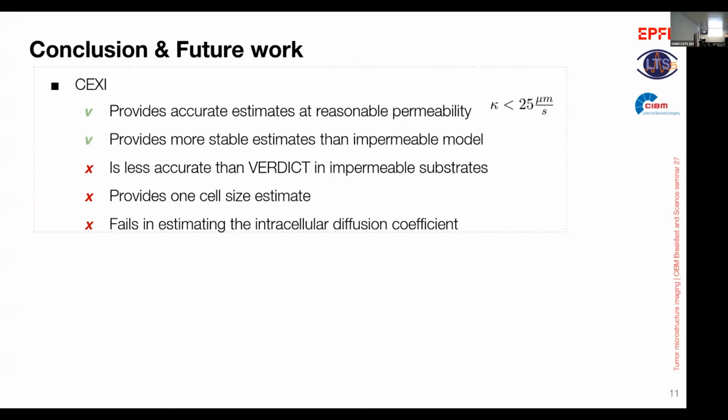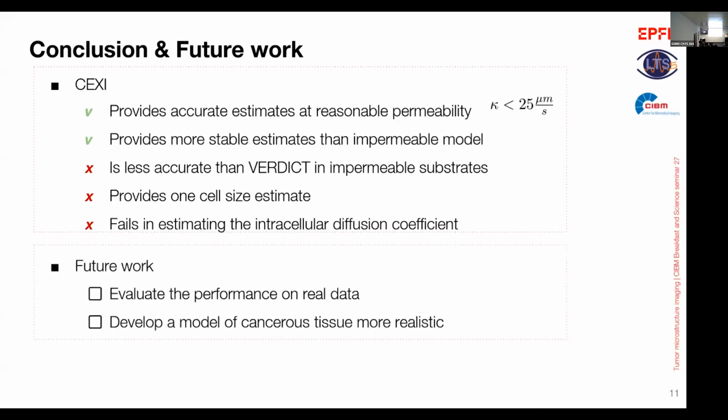Unfortunately, we have some drawbacks. In the case of impermeable substrates, verdict is better, which makes sense as well, because this model was developed for impermeable tissue. At the moment, we estimate only one cell size for the whole substrate, and our goal might be to estimate a distribution of radii or something similar. And finally, SEXI is not good at estimating the intracellular diffusion coefficient, but this is a common drawback to all compartmentalized models.